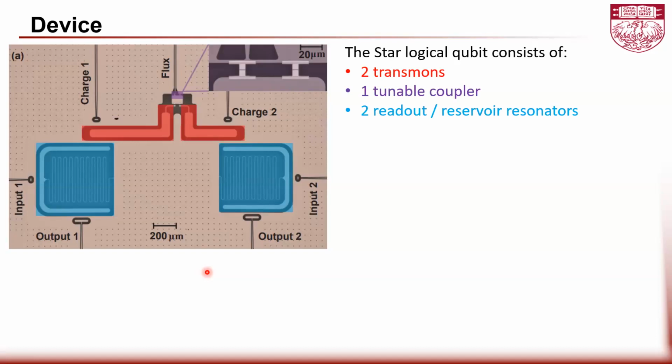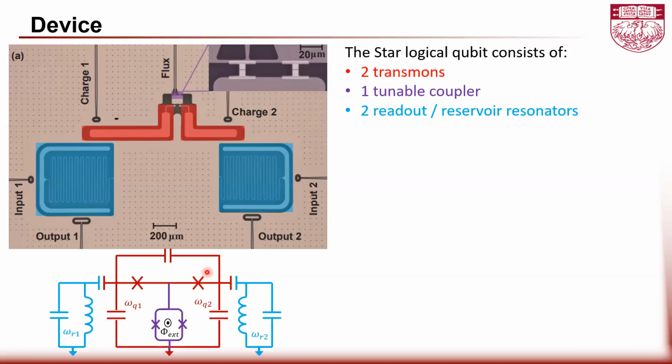It has 2 transmons shown in the red color. Those 2 transmons have a shared tunable coupler, providing all of the QQ interactions. And each one of the transmons is coupled to lossy resonators, also used as the readout. The circuit diagram of this device is shown here. You have a shared ground loop between the 2 transmons, which is interrupted by a SQUID. And we send our flux modulation through the SQUID to generate the QQ interactions.